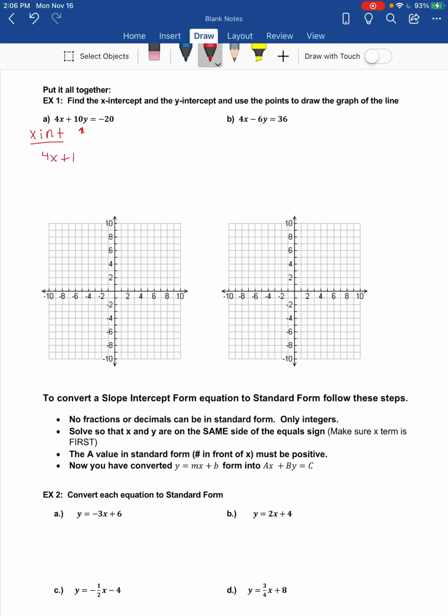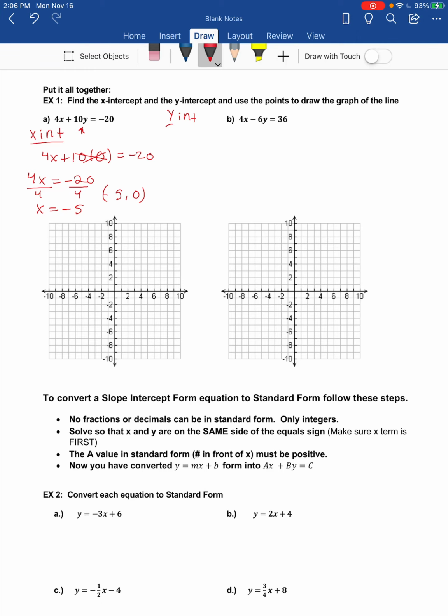So now you have 4x plus 10 times y, where y we're going to plug in 0, is equal to negative 20. 10 times 0, 0 crosses off. So now we just have 4x is equal to negative 20. Divide each side by 4. And x is equal to negative 5. But remember, x equals negative 5 is not an intercept. It has to be an ordered pair. So your x-intercept is negative 5 for x, 0 for y.